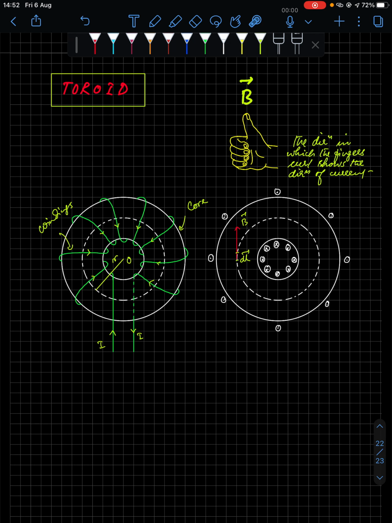So a toroid is just an endless solenoid. You can imagine a pipe, a cylinder, connected end to end. Now you allow the current to pass through in this manner.